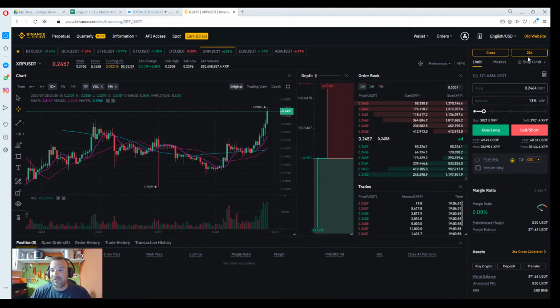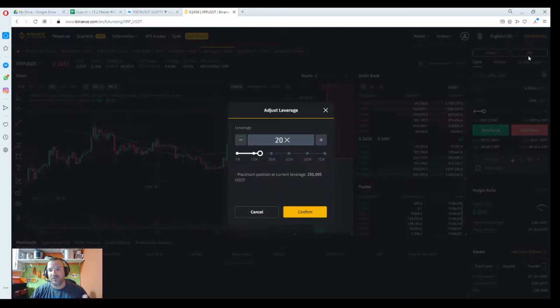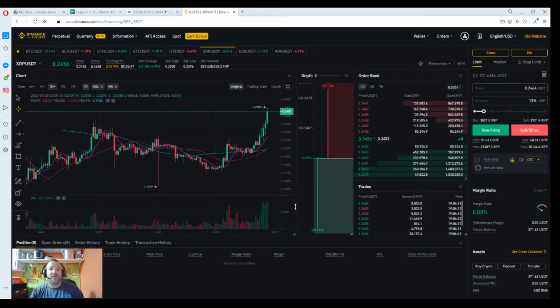You can adjust this if you'd like. If you're scared at first, you can bump this down to 2x. I don't care, whatever you'd like. 10x, whatever. I usually stick with 20, 10, and 5. Okay? If I'm really not sure, I'll do 5. If I've got a good gut feeling and my chart says yes, I'll go with 20. 10 if I'm a little iffy. Okay.